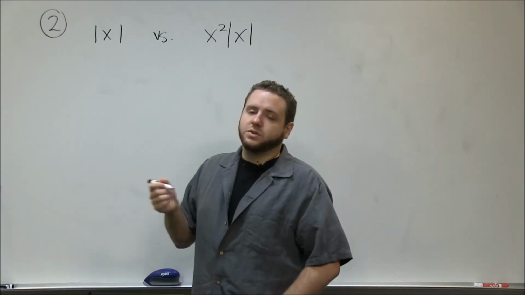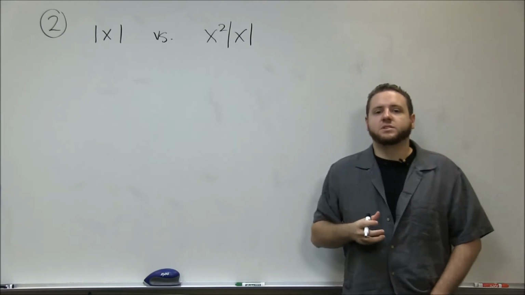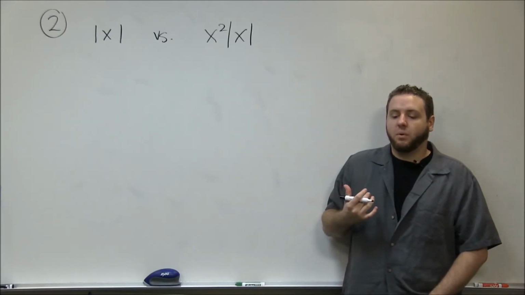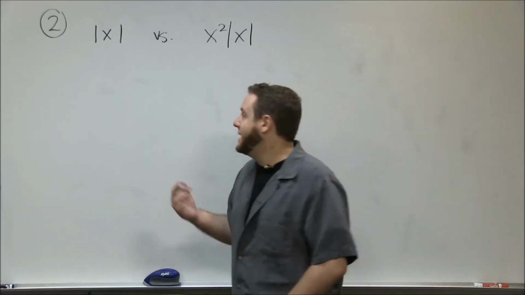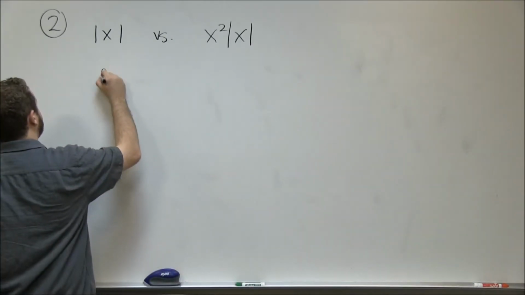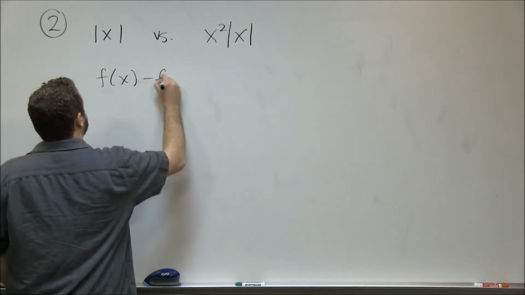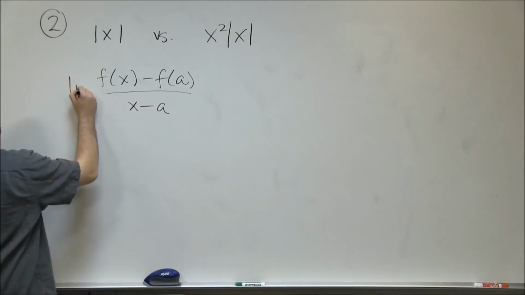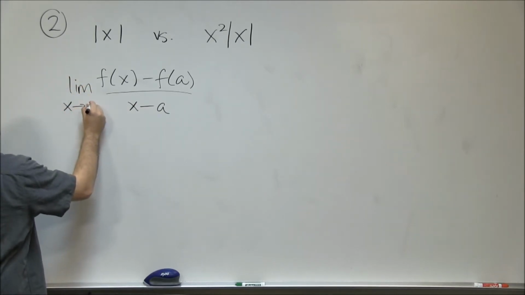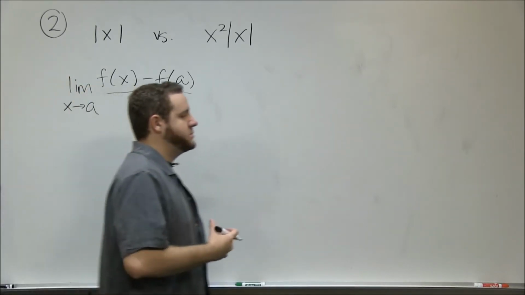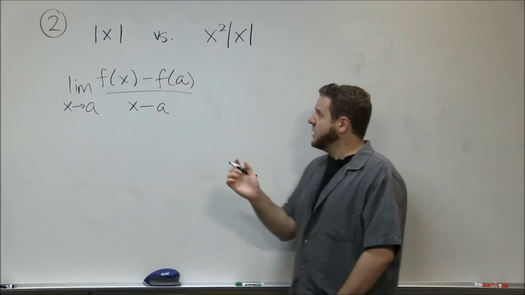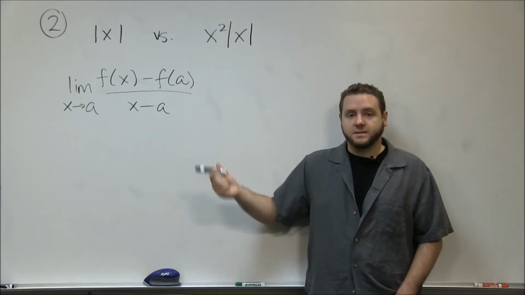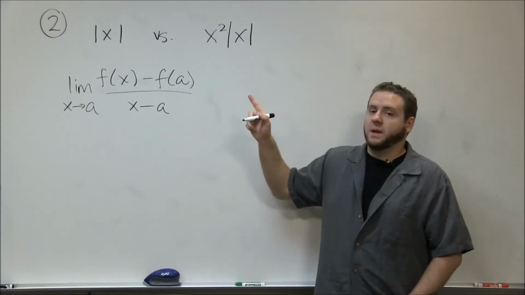So remember that you have two forms for your limit definition. You can use the x plus h definition, or if you know the specific point, sometimes it's easier to use the x and a definition, which would be f of x minus f of a over x minus a. That's the limit as x approaches a. So that's what I'm going to use here. And we were told that we're evaluating the differentiability of these at 0, so our a is 0. Let's start with absolute value of x.